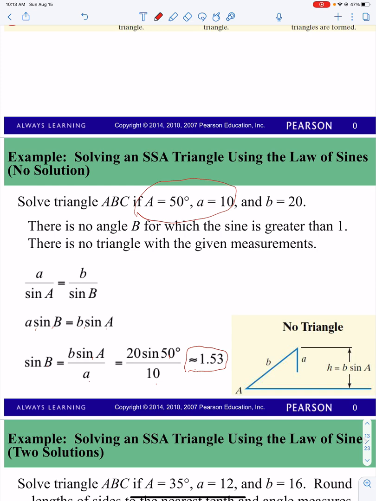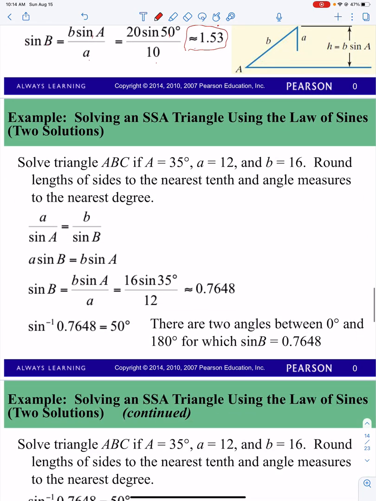Guys, be careful. Okay, what is the maximum sine? 1. So it's even bigger than 1. Then this means what? No solution. No solution here, yeah? So what does this mean? No triangle. Okay, so this is very important. Once you get sine B bigger than 1 or less than -1, it's over.